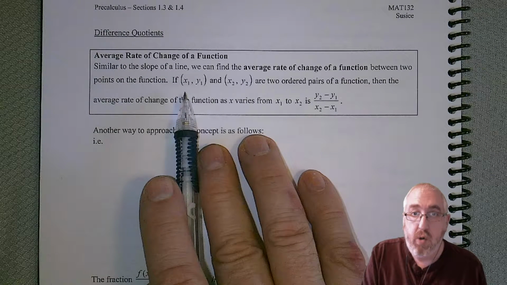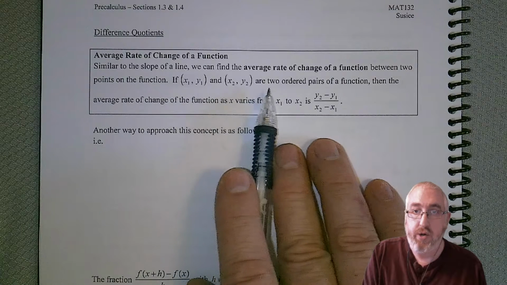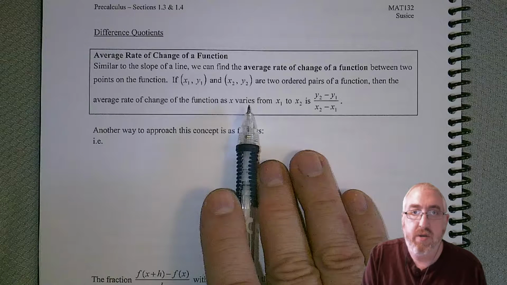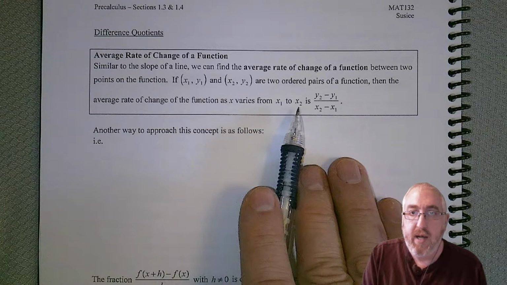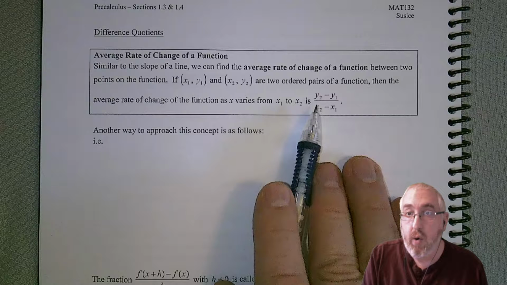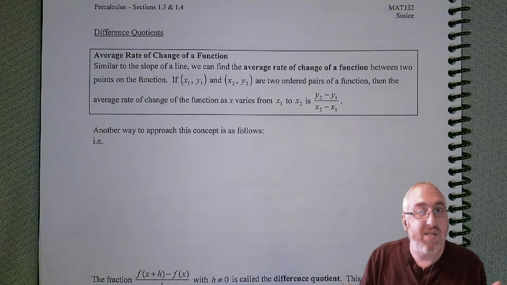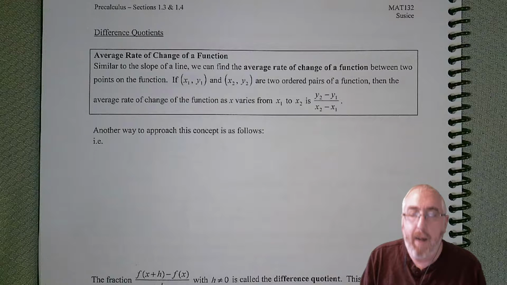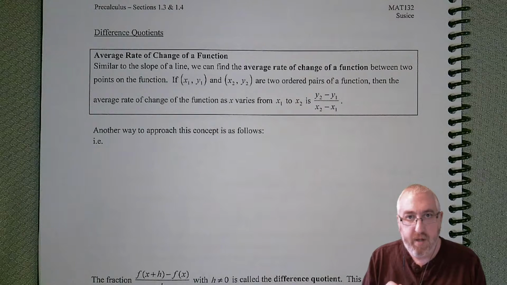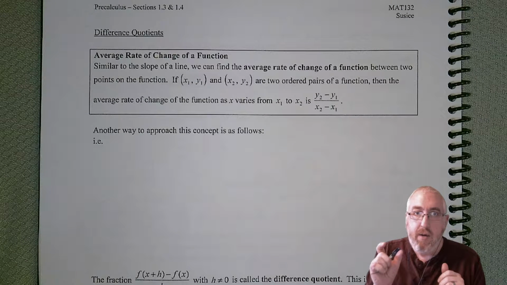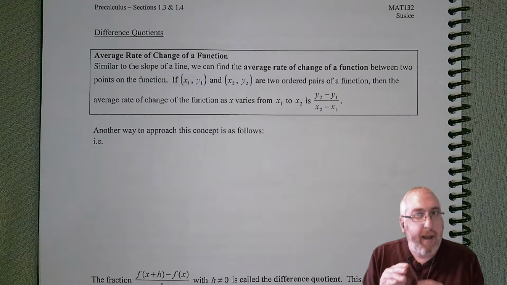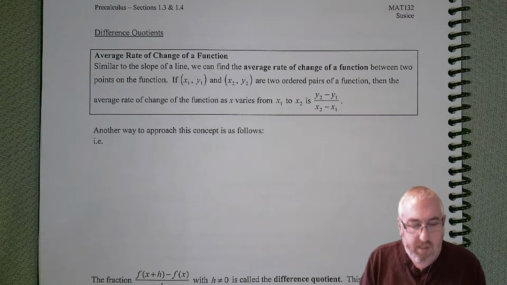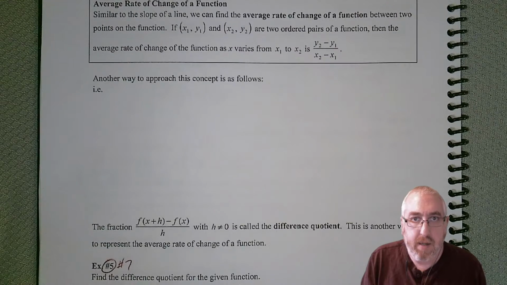So if we have (x1, y1) and (x2, y2), which are 2 ordered pairs of a function, then the average rate of change of the function as x varies from x1 to x2 is going to be the change in y over the change in x. That's something we've seen lots before. We saw it with our equations of lines. But now we're going to put a little twist onto it. Instead of looking at 2 points, we're going to look at 1 point and a distance away from that point. So let's take a look at a picture to frame this.